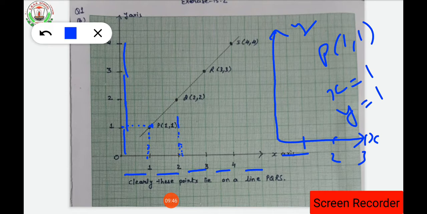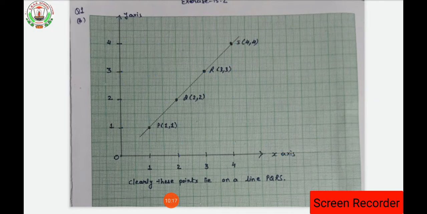X is 2 and y is 2, so point Q will be here. Then the next one is 3 for x, and for y it is 3 here, that will be joined up to here. Then for S, y is 4, isn't it, and x is also 4. So in this way we got the four coordinates P, Q, R, S on the graph, isn't it?